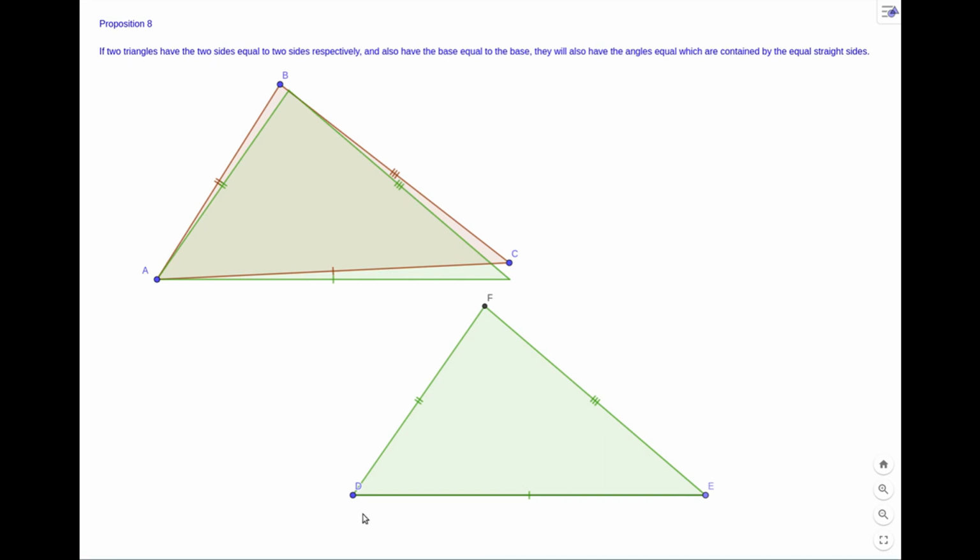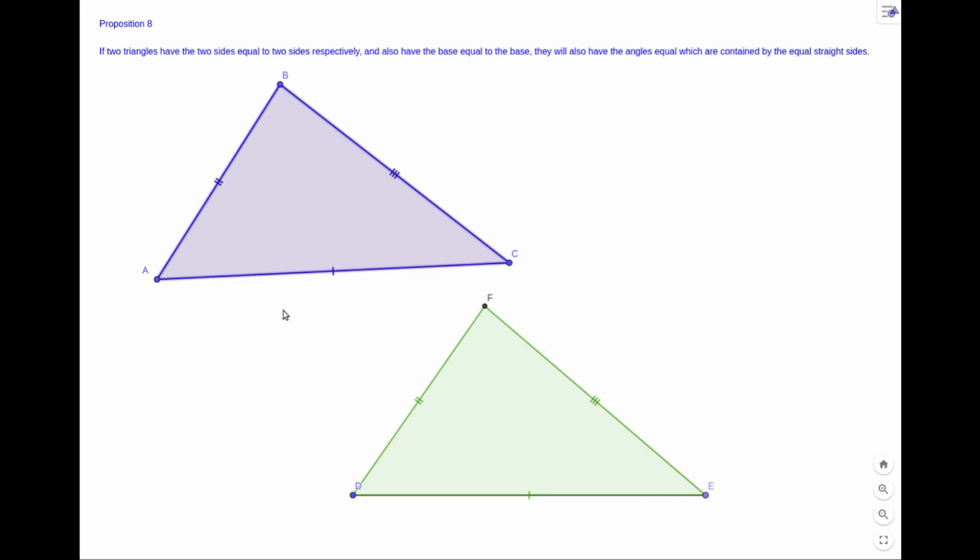Now, because DE is congruent to AC, once we make our points A and D coincide, it will also make our points E and C coincide. And so that will give us a figure that looks like this. Our line segment AC will coincide with our line segment DE.